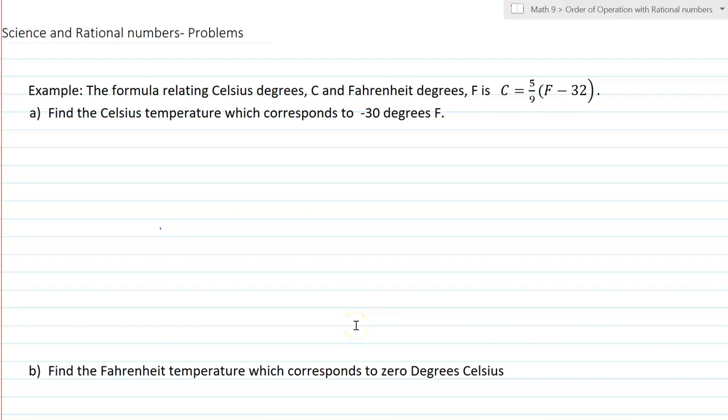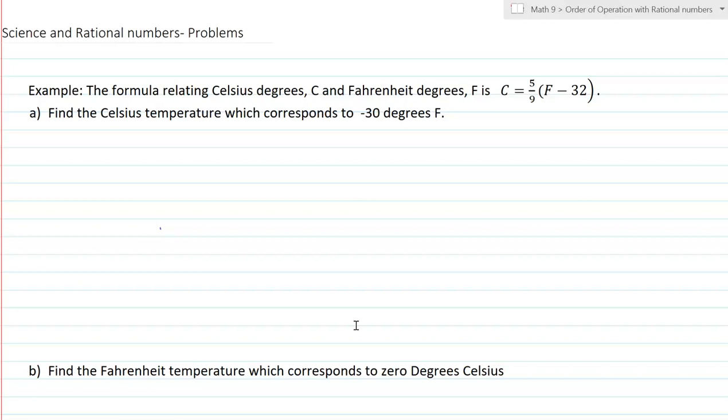Okay, hello again. So in this lesson, we're going to deal with rational numbers, and we're going to have a kind of a twist of science application. I just want to show you, as you're going through some of the science courses, you're going to come across some problems that involve rational numbers. So here is a perfect example of it.